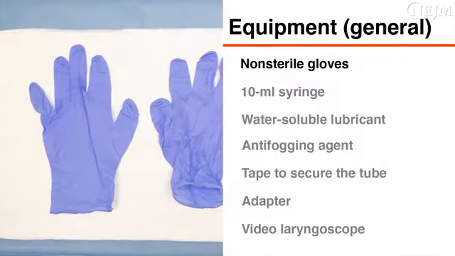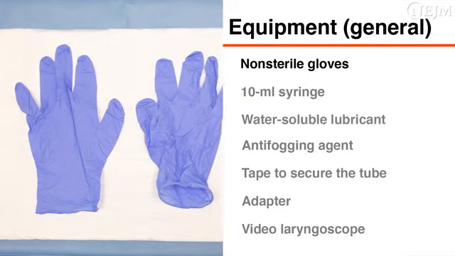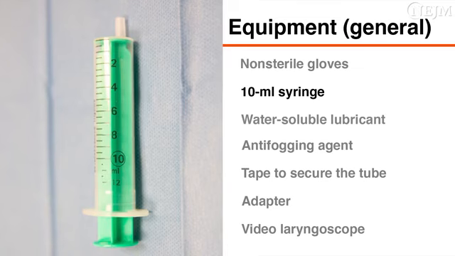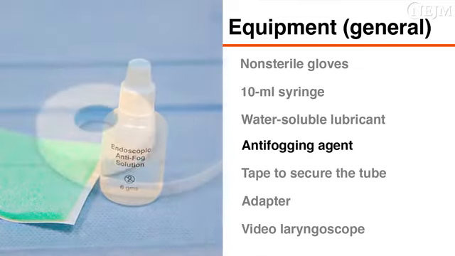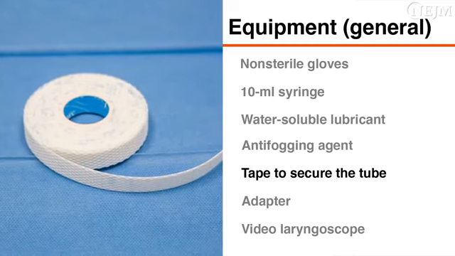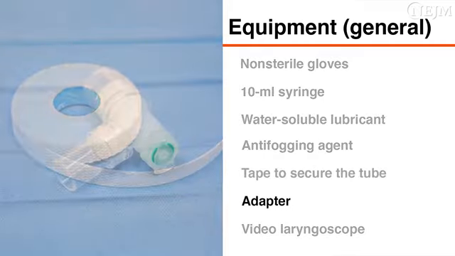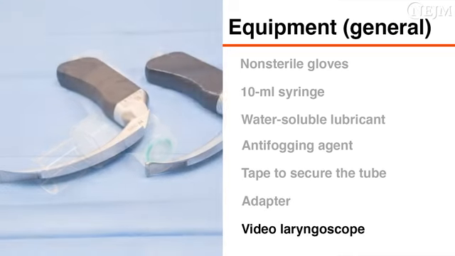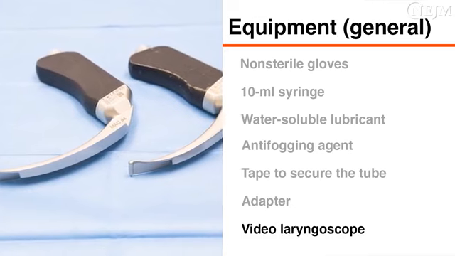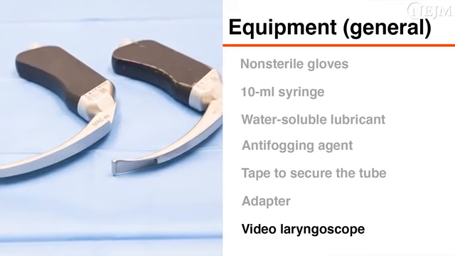To perform the procedure, you will need non-sterile gloves, a 10 milliliter syringe, water-soluble lubricant, an anti-fogging agent, tape to secure the new endotracheal tube in place, and an adapter for the airway exchange catheter. You will also need a video laryngoscope that accommodates blades of different sizes.